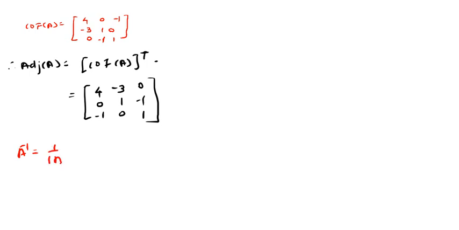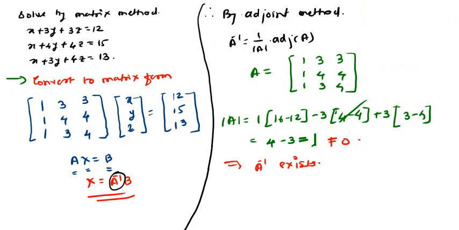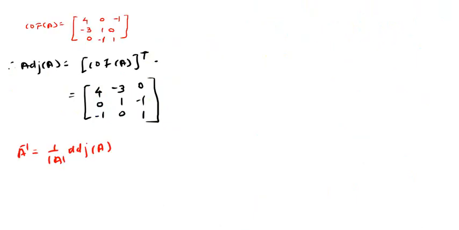So we got the adjoint of the matrix A, so that we will get the inverse matrix, that is what? 1 upon determinant of A into adjoint of A. And if you observe, we calculated the determinant, which is equal to 1. Okay, so no need to write. The determinant is 1, so this will be equal to 1 by 1 into the adjoint matrix, that is 4 0 -1, -3 1 0, 0 -1 1.